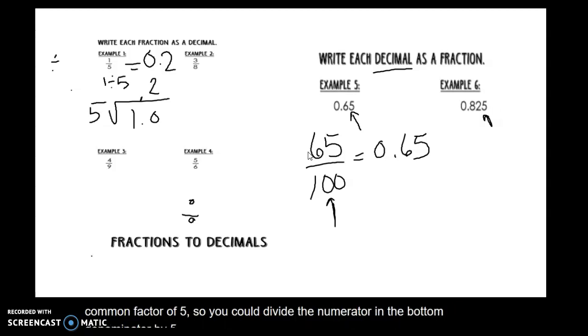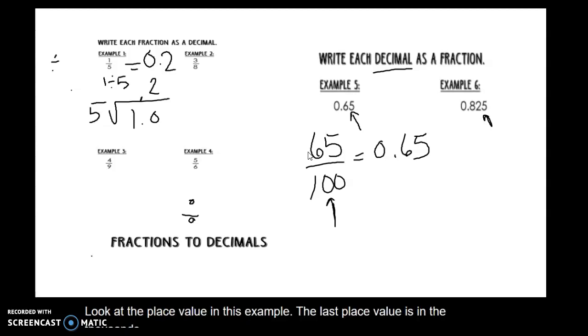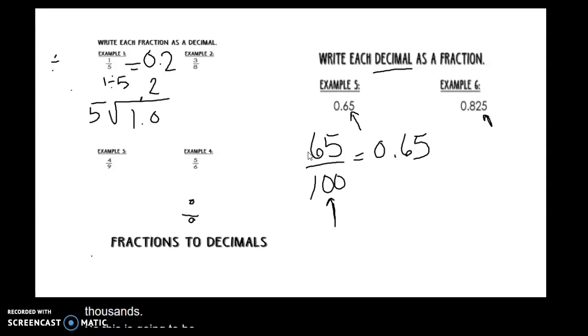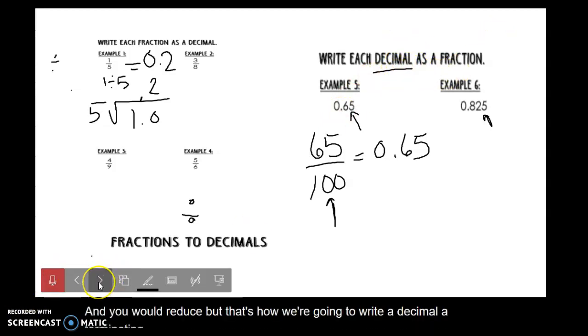Look at the place value in this example. The last place value is in the thousandths. So this is going to be 825 thousandths. And you would reduce that, but that's how we're going to write a terminating decimal as a fraction.